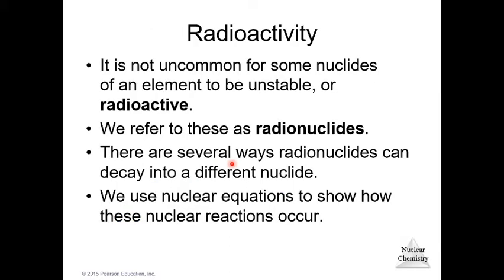Now, there's a fair number of nuclides, meaning isotopes with a specific number of protons and neutrons, that are unstable, which means we have observed them to transform over time into a different element. These are called radionuclides. They're radioactive when they give off radiation, and they start out one element and they turn into a different element when they're done. And there's several different ways a nuclide can decay into something new, making a new element. And we use nuclear equations to show how this happens.